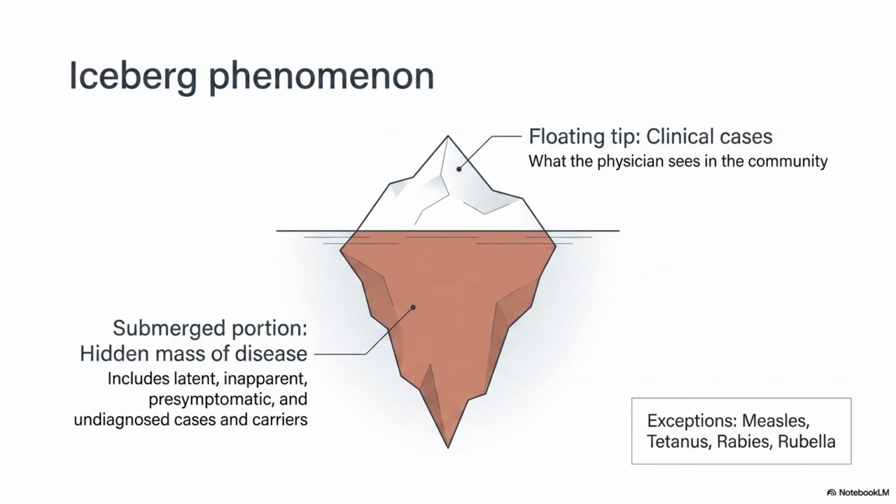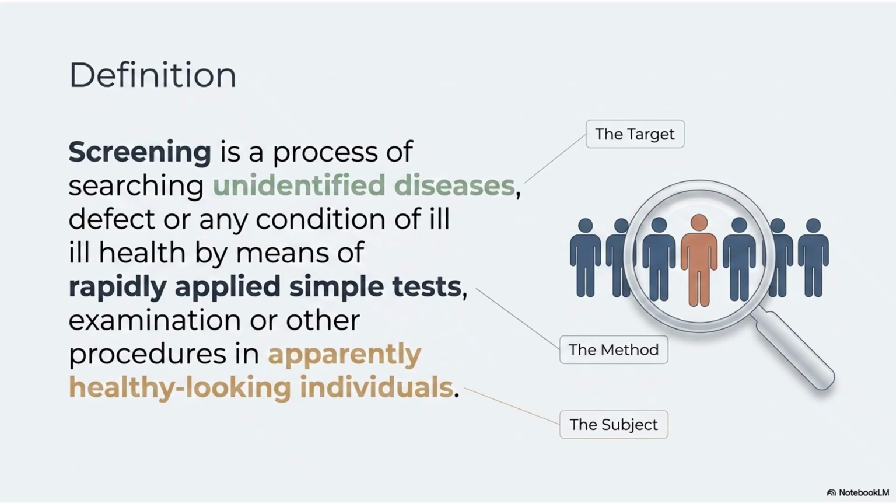In screening also we are more concerned with this submerged portion of the iceberg. To these hidden cases we will apply some test in screening and we will identify those cases. And we all know that the exceptions to this iceberg phenomenon are measles, tetanus, rabies and rubella, which will not show the iceberg phenomenon. Now we will see what is the definition of screening.